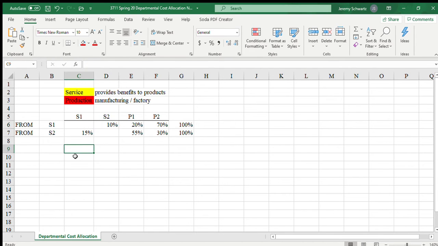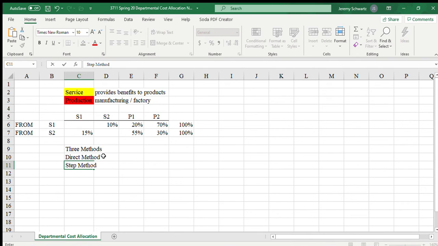Now we will briefly introduce these concepts here and then go into more detail. So there are three methods that we would undertake here, three methods of assigning costs from the service departments to ultimately the production departments. First method is the direct method. The second method is the step method. And the third one is the reciprocal method.